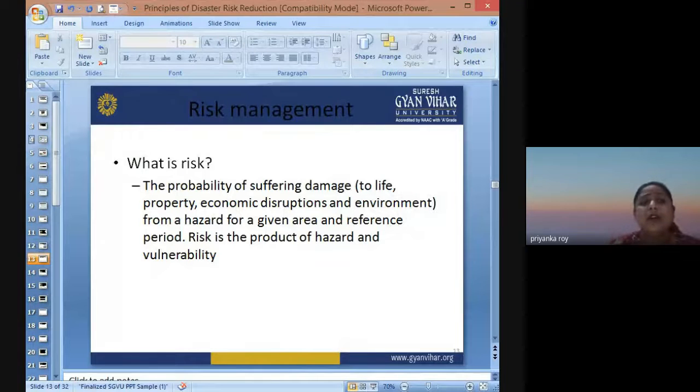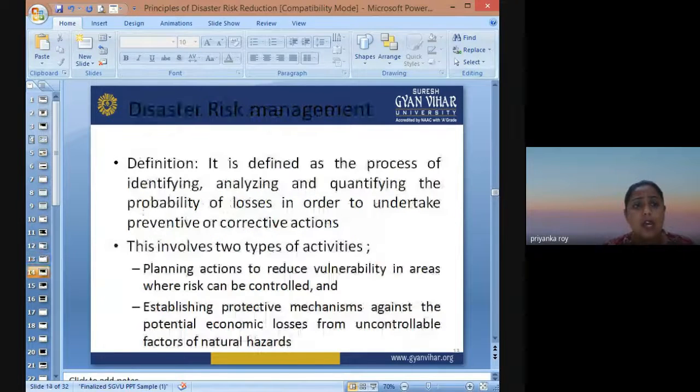Risk is the probability of suffering damage to property, economic disruption, from a hazard in a given area and period. The risk is a product of hazard and vulnerability. Disaster risk management can be defined as the process of defining, analyzing, and quantifying the probability of losses in order to undertake preventive or corrective actions. This involves two types of activities: planning actions to reduce vulnerability in areas where risk can be controlled, and establishing protective mechanisms against the potential economic losses from uncontrollable factors of natural hazards.